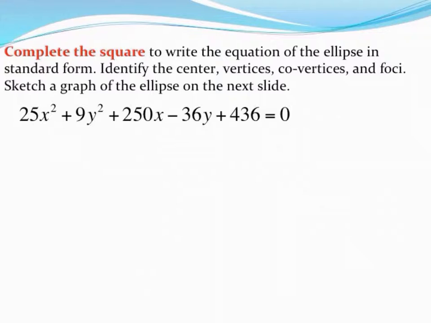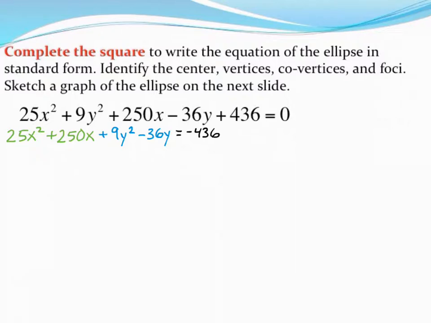So first part is the same though. Let's get all our x squared or our x terms grouped together and get all our y terms grouped together. So if I rewrite this, I'm going to have 25x squared plus 250x. I'm going to try to switch colors here to keep this a little organized. Let's go blue. Let's go with the y terms next, so plus 9y squared, and then minus 36y. And then finally I'm going to take any constants we have and just move those to the other side. So equals negative 436. So same step we've done before.